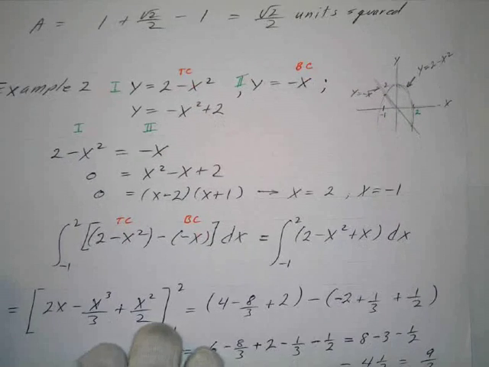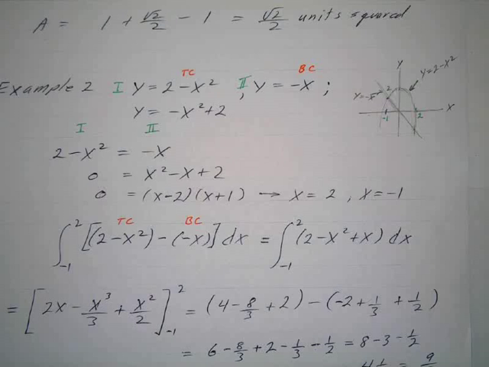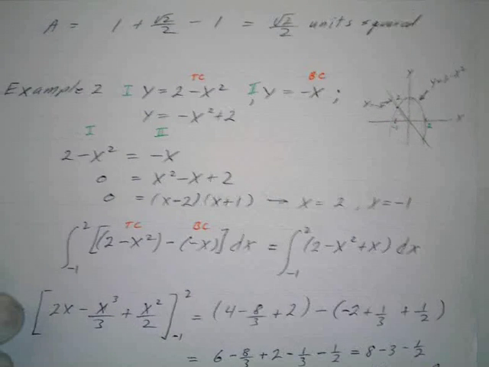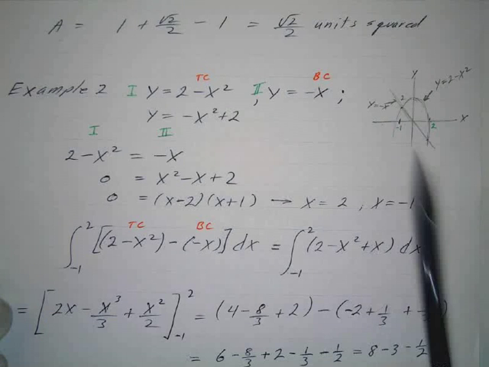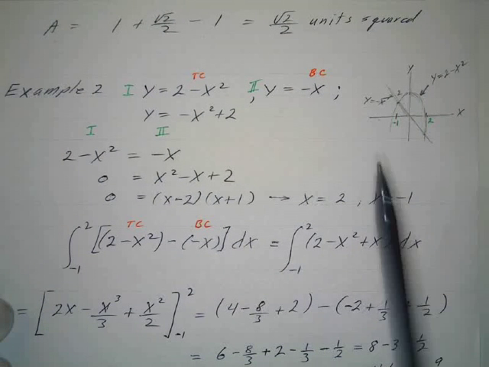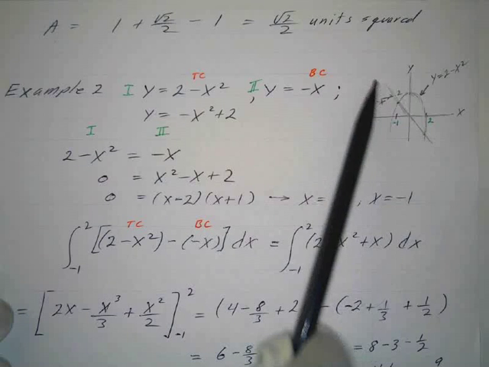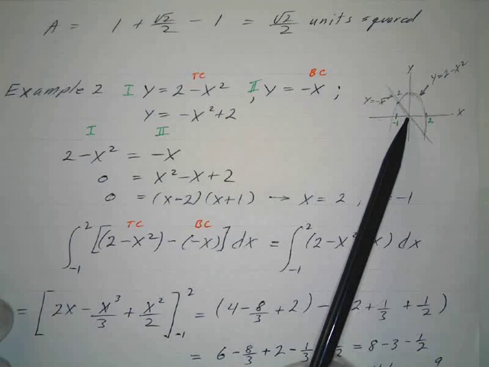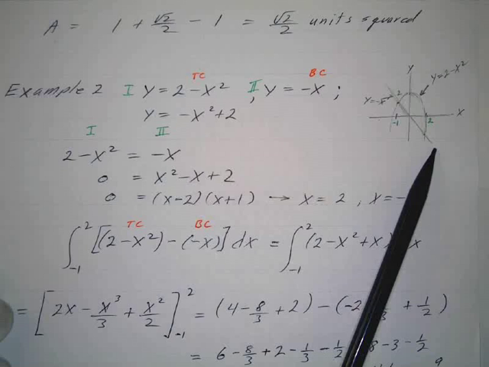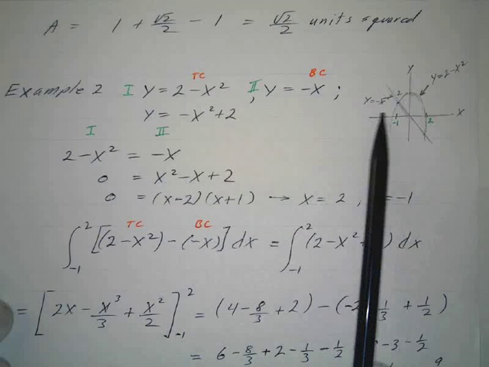Okay, this is example number 2, and you can read it in your book. Find the area of the region enclosed by the parabola y equals 2 minus x squared and the line y equals negative x. Now, they don't give us a limit, so we have to figure those out. And I drew a little sketch over here, it wasn't too difficult. And this is my line y equals negative x, that's just the diagonal going through the origin with a slope of negative 1.